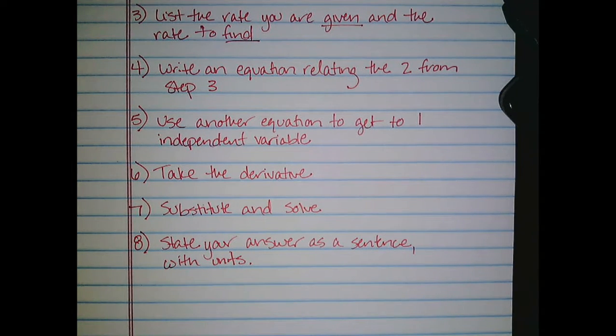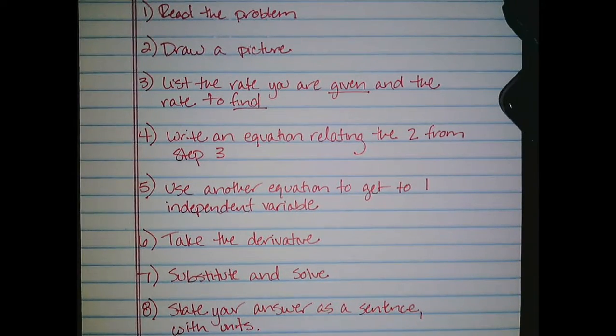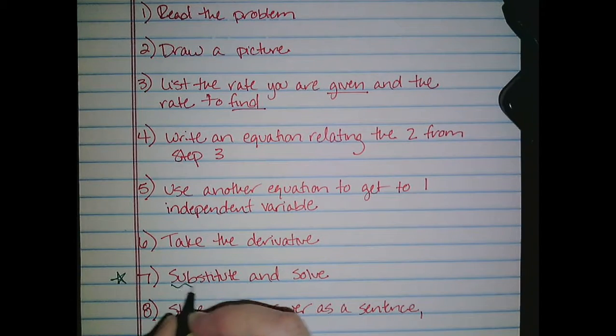Some steps we might be able to skip, depending on the problem and whether, for example, we have just two variables that we're relating or more than two variables. I do want to point out another big thing here. Notice that in this list of steps, we're not actually substituting information until the very last step. That's a really important thing.